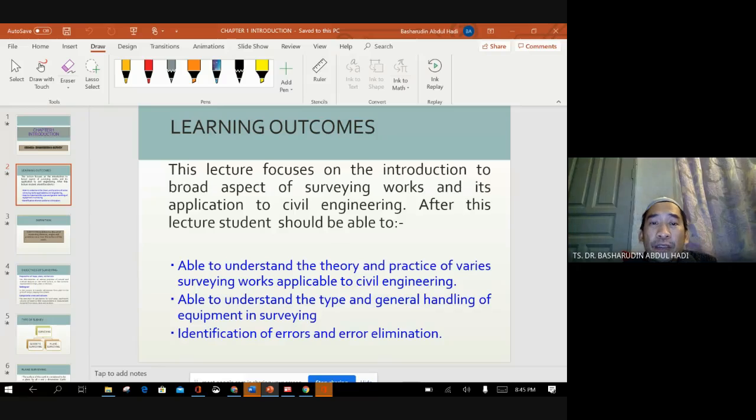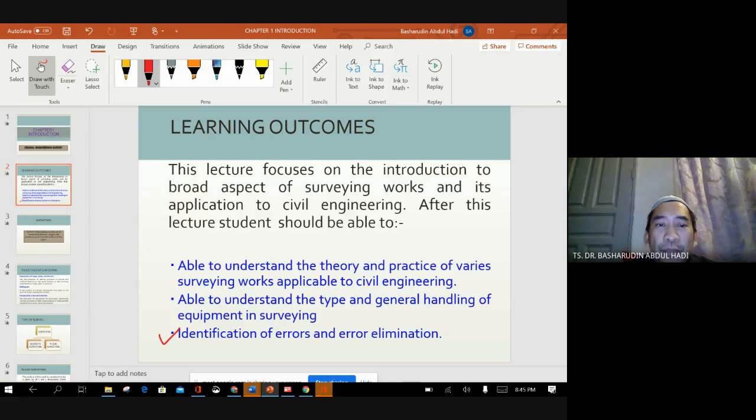After this lecture, the student should be able to, number one, understand the theory and practice of various surveying work applicable to civil engineering, understand the type and general handling of equipment in surveying, and identify errors and eliminate errors. I think you still remember identification of error and error elimination, when we had rise and fall in leveling? You still remember we call it HPC and we do arithmetical checking, right? So what is the meaning of this one? Identification of error and error eliminations.